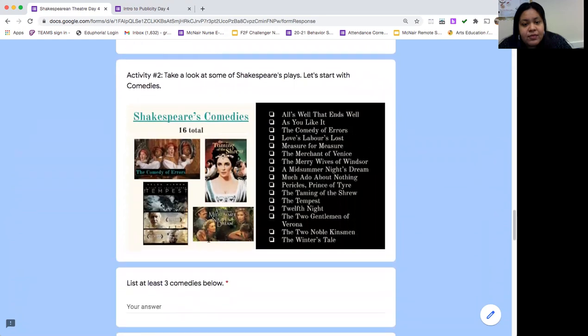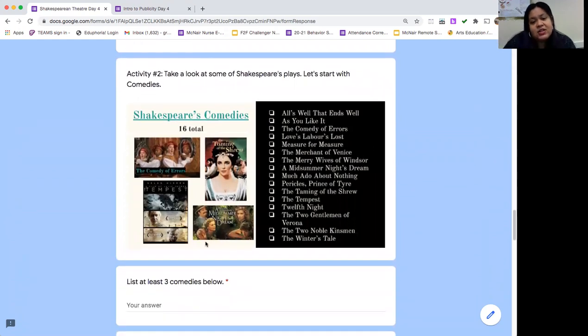Now we're going to take a short look at some of the plays that Shakespeare wrote. So the comedies are here. Here's the complete list of comedies. And so you're going to list 3 from here. These are some of his more famous ones: Taming of the Shrew, Comedy of Errors, The Tempest, and A Midsummer Night's Dream. These plays have been widely done throughout various theaters as well as made into movies.